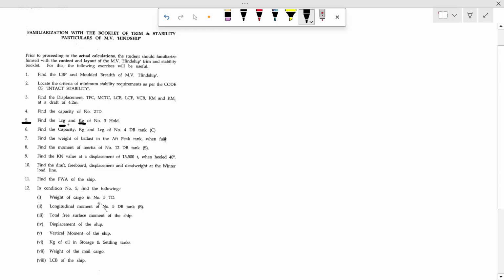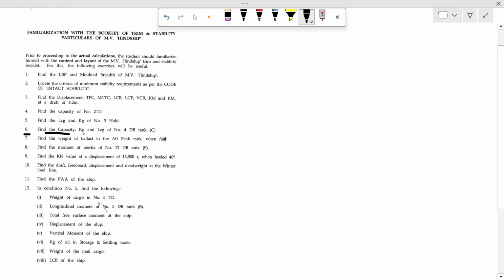Now question number 5, find the LCG and KG. LCG, that is the longitudinal center of gravity, and KG of number 3 hold. Now again open the trim and stability booklet. So on the same page they have given the center of gravity here, and for cargo hold number 3, which is given here. Now from the center of gravity we have to find vertical, that is above keel. So vertical center of gravity, that is KG, is given here, that is 5 meters. And after that they have given vertical moments. In the next column they have given longitudinal center of gravity. Here this is 80.63. So LCG is 80.63 meters, and KG, that is vertical center of gravity above the keel, is 5 meters.